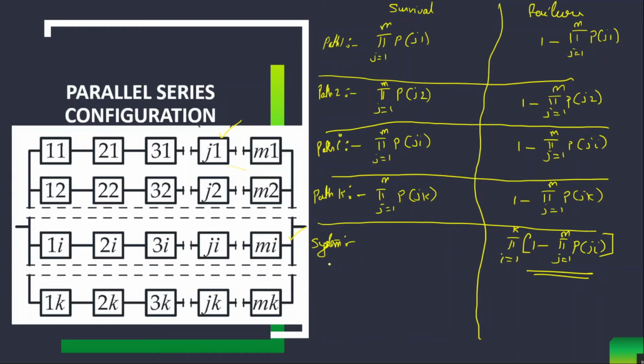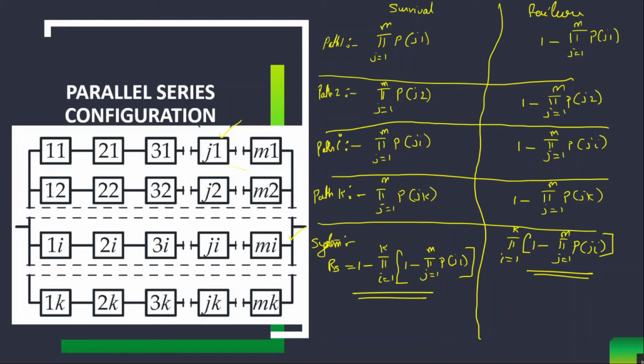If this is the probability of failure of the system, then the probability of survival of the system, or the system reliability, we can write as Rs. Rs is equal to 1 minus the probability of failure of the system, that is 1 minus the product of i equal to 1 to k of 1 minus the product of j equal to 1 to m of p of ji. So this one is the system reliability.